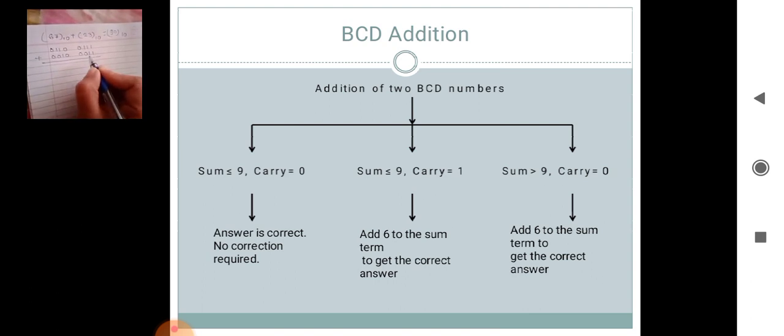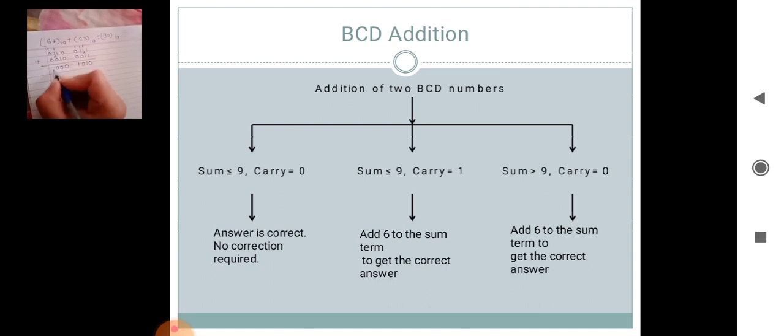So we'll do the addition. We'll apply the binary addition rule. 1 plus 1 sum 0 carry 1. 1 plus 1 sum 0 carry 1. 0 plus 1 is 1. 1 plus 1 sum 0 carry 1. 1 plus 0 is 1. 0 plus 0 is 0. 1 plus 1 sum 0 carry 1. 1 plus 1 sum 0 carry 1. 0 plus 0 is 0. 1 plus 0 is 1. Now observe the result carefully.